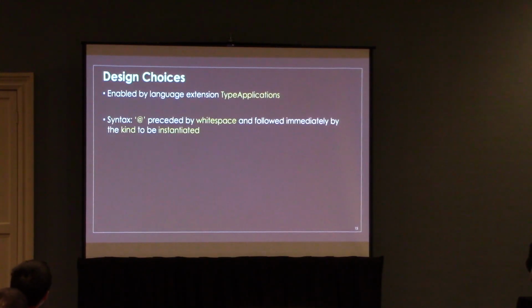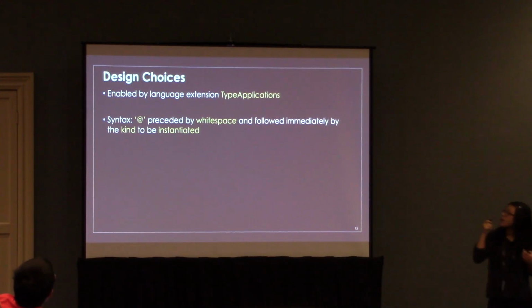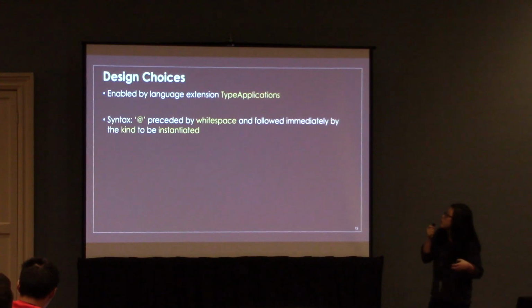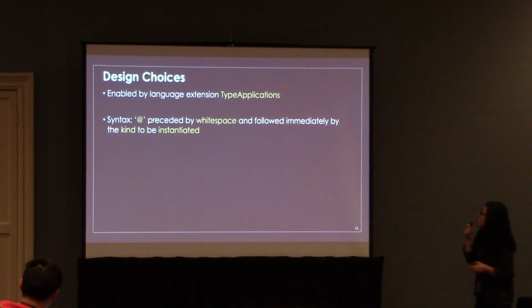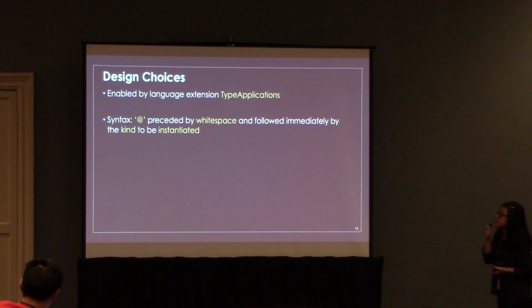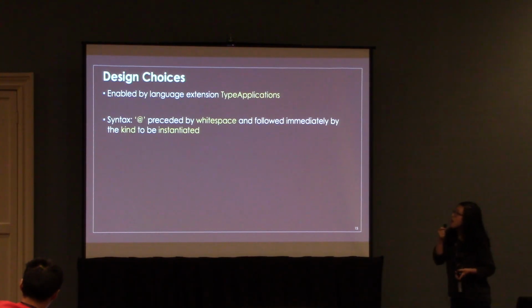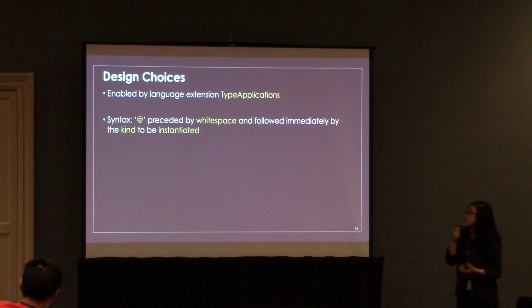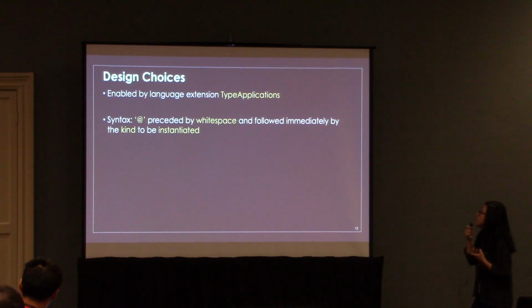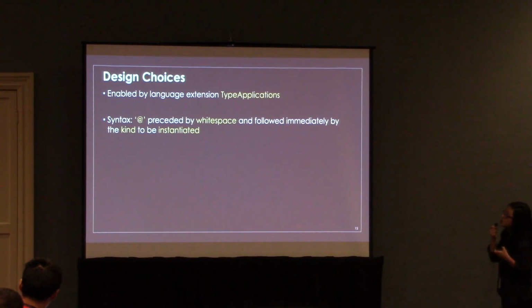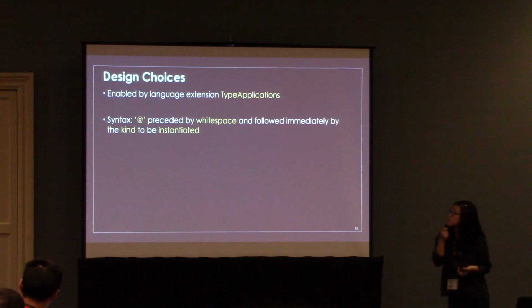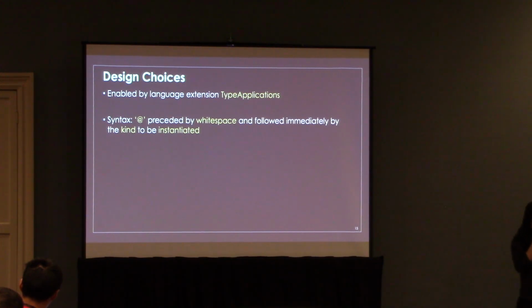And I want to go through some design choices. So we want to keep this as close to the term level visible type applications as possible. And so it's by the same extension, TypeApplications. And the syntax is the same as you have seen in the earlier example. It's an @ sign preceded by white space and followed immediately by the kind that you want to be instantiated.